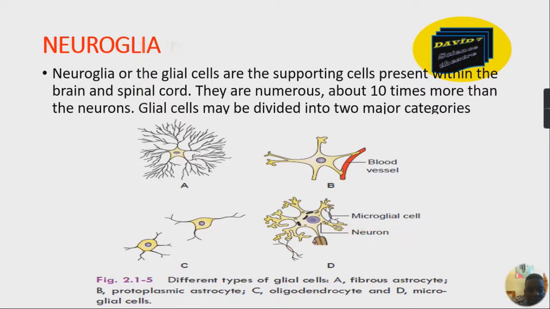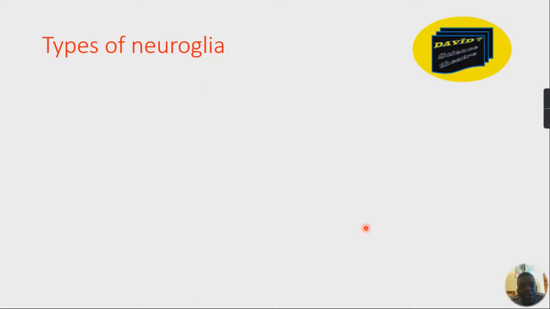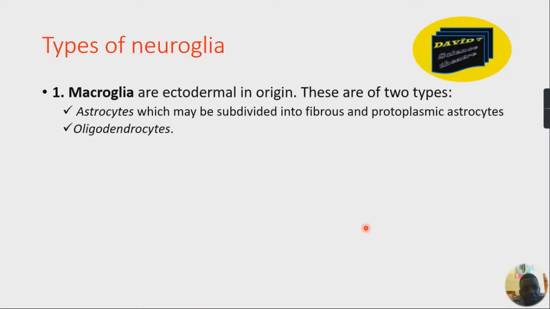All right, let's continue. And the types of neuroglia, I'm still continuing with them. One, we have macroglia. Macroglia are ectodermal in origin, as opposed to the microglia, which are mesodermal in origin. So the macroglia are ectodermal in origin, and these are of two types. You have astrocytes and oligodendrogliocytes. So the astrocytes may be further divided into protoplasmic or fibrous astrocytes.